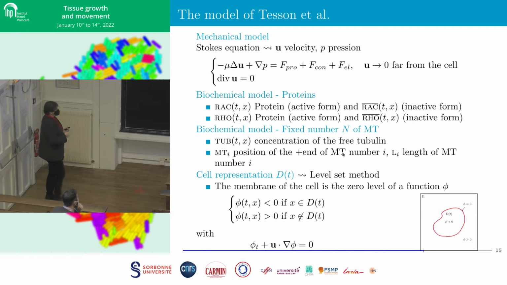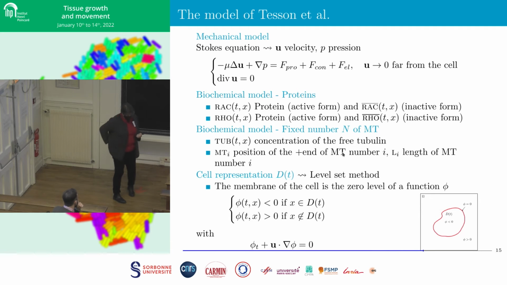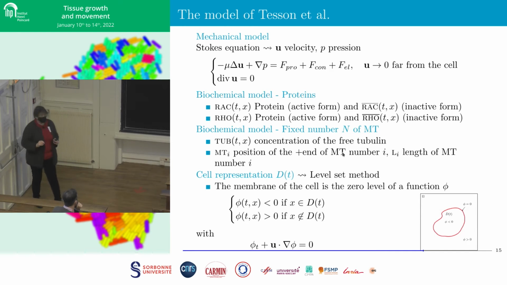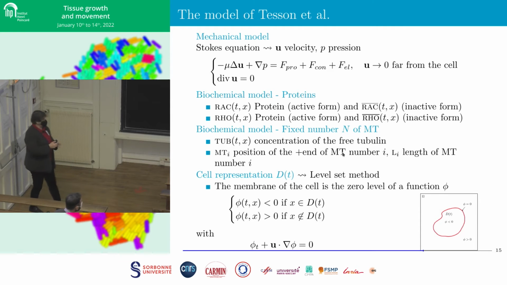Okay? And we decided not to keep the approach of the group of Edelstein-Keshet. They represent the cell membrane thanks to marker cells. And we prefer to use a level set approach. The level set approach consists in saying there is a function phi, and the membrane of the cell is the zero level of this function phi. Inside the cell, phi is negative. Outside the cell, phi is positive.